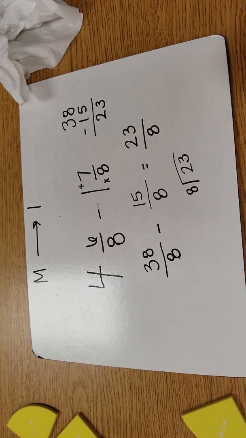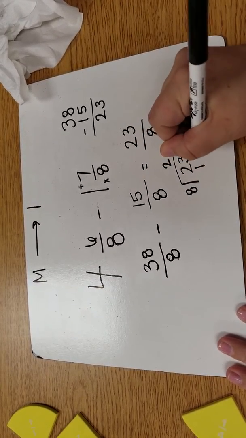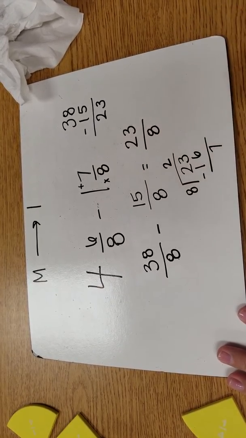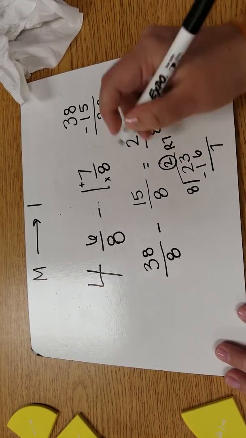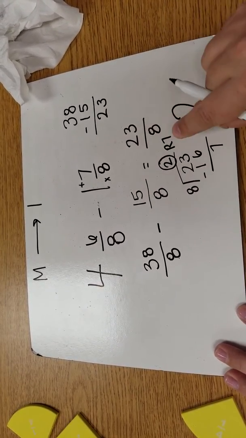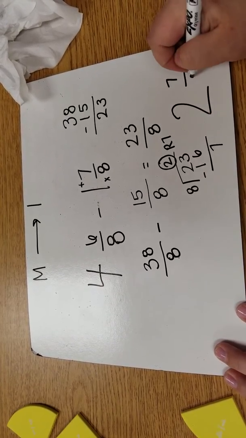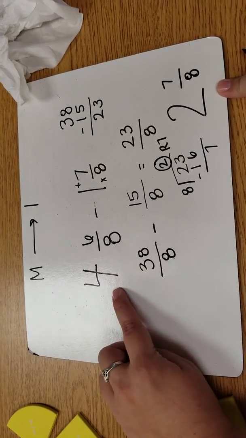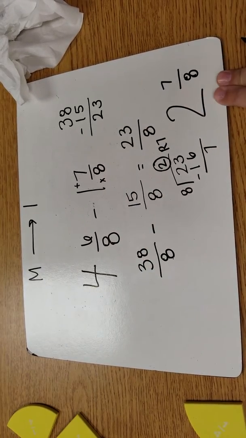If I do 8 times 3, that's 24, so that's too much. So I'm going to go to 8 times 2, which is 16. 23 minus 16 is 7. So I have 2 remainder 7. 2 becomes our whole number, and then 7, our remainder, becomes our numerator, and then we keep our divisor as the denominator. So 2 7/8. So 4 6/8 minus 1 7/8 is 2 7/8.